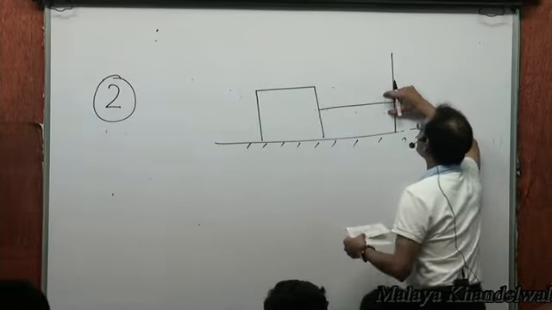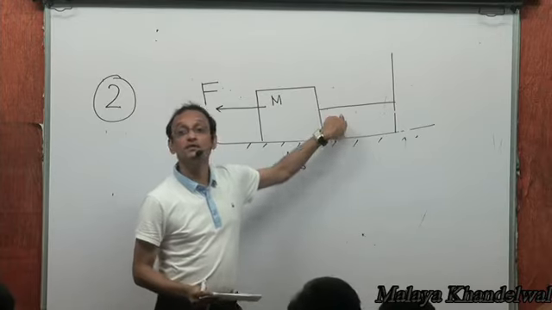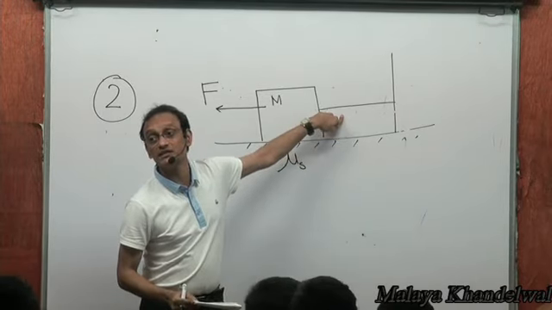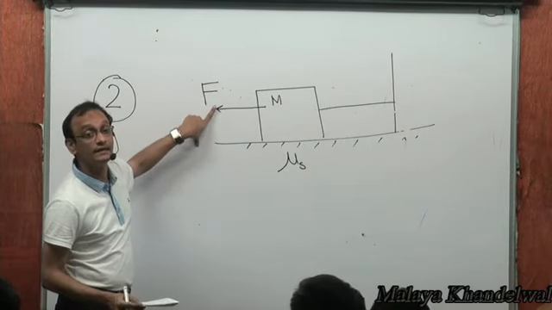Now, an external force F is applied on the mass M. We want to be able to draw the graph between the applied force and the tension that builds in the string. The tension that builds in the string as I gradually increase F. All right. Okay.